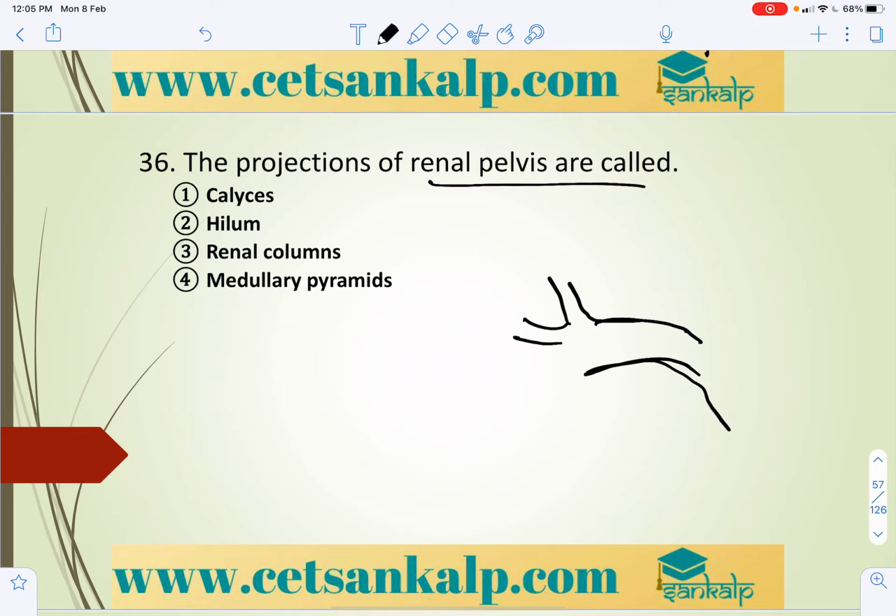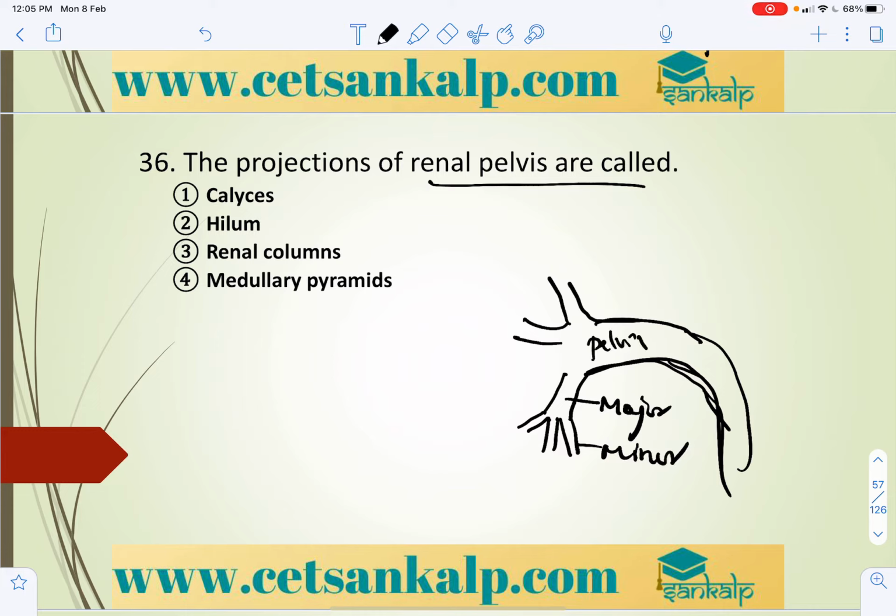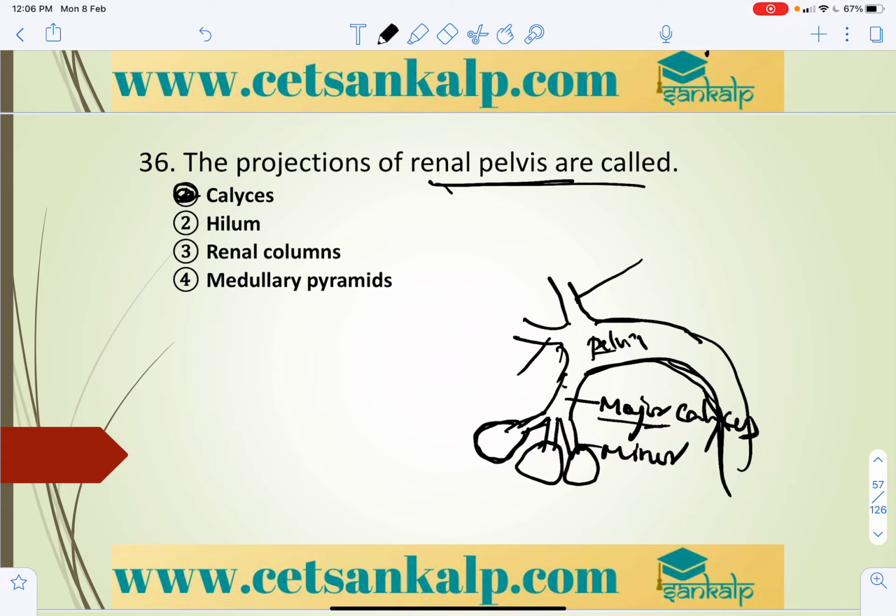This is the pelvis which forms the ureter, passing out through the hilum. These projections receive the smaller calyces, that is the minor calyces, and this is called the major calyces. So the projections of the renal pelvis are called major calyces, and the medullary pyramids will be attached there. This is the structure you can see, and the answer is that the projections of the renal pelvis are called calyces, major calyces and then minor calyces.